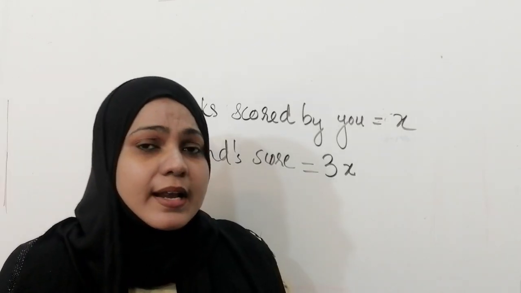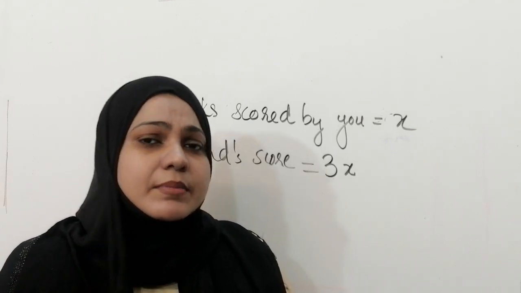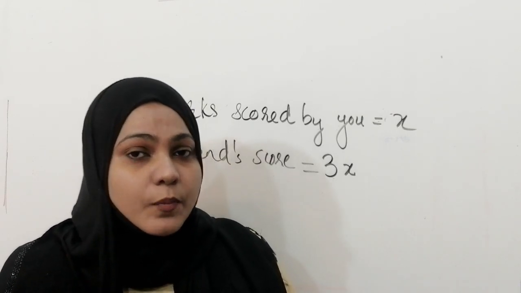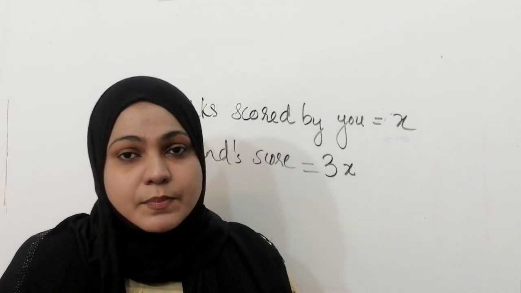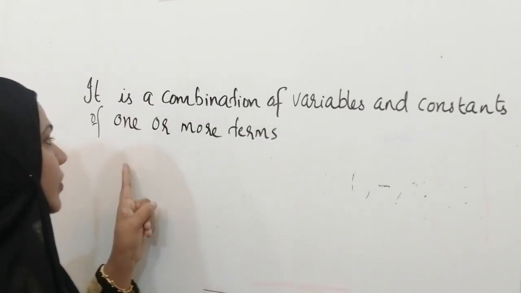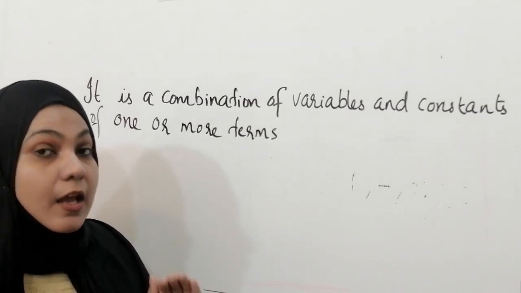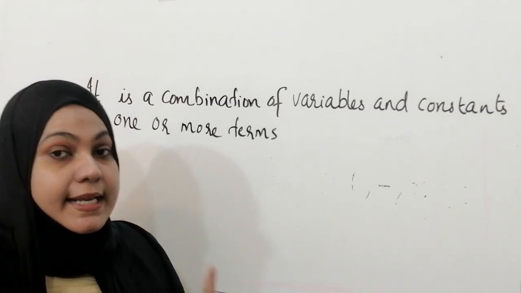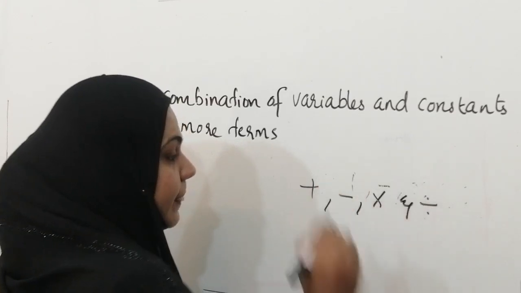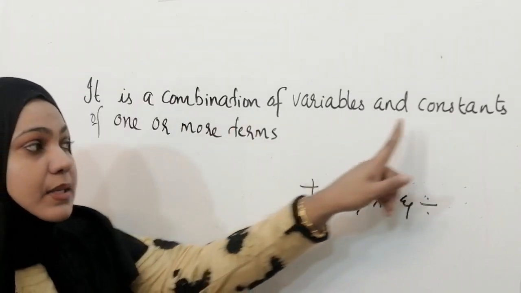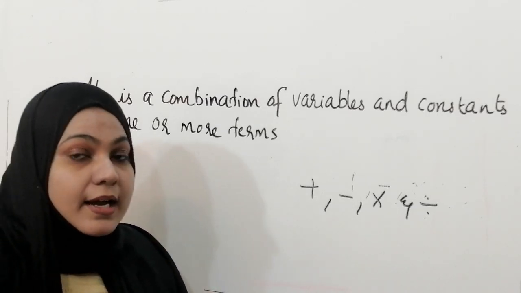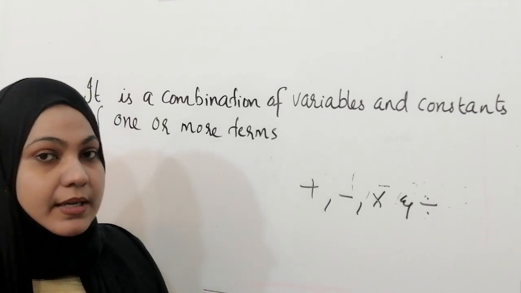Did you get any idea of what algebraic expressions are? Yes, of course, you got something related to algebraic expressions. Don't worry, when we move on to further topics, you will get a clear picture. So let's see what an algebraic expression is. It's a combination of variables and constants of one or more terms, along with algebraic operations like addition, subtraction, multiplication and division. You might know what variables and constants are. Don't worry, I will explain in detail because you have already learned this in 7th standard in the simplification chapter.